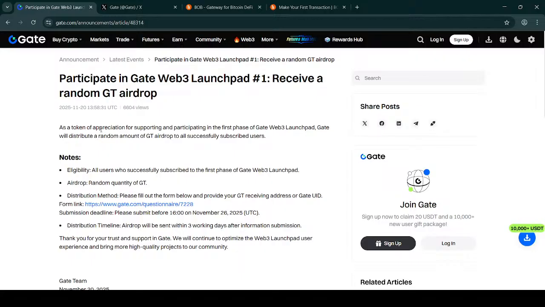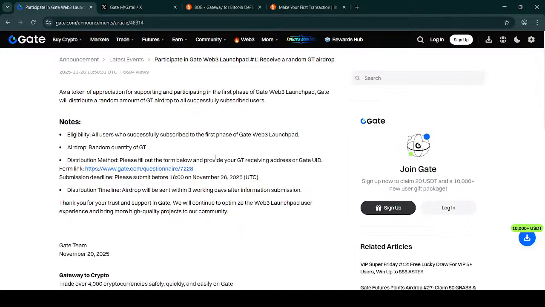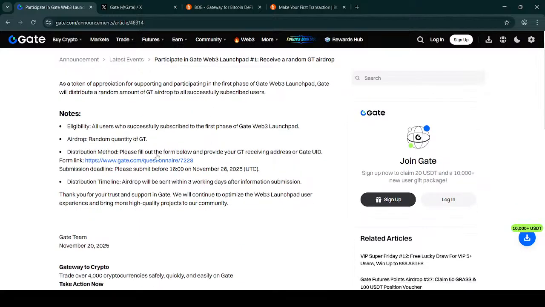As of the token participation, for the initial supporters participating in the first phase of the Gate Web3 Launchpad, Gate will distribute a random amount of GT airdrop to successfully subscribed users. So, notes, guys.